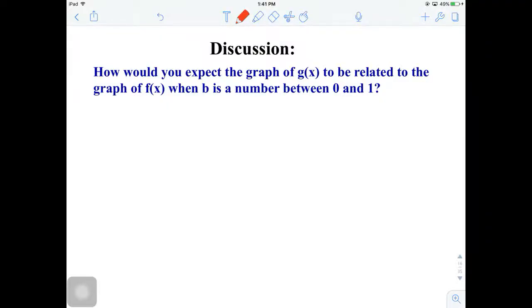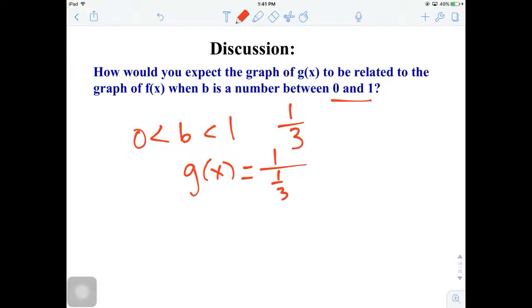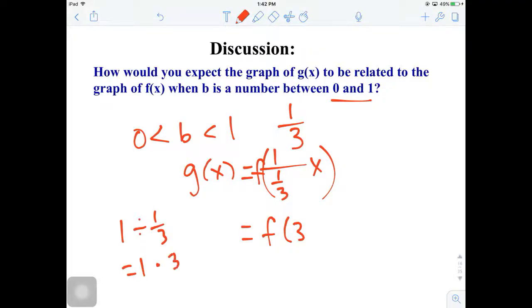How would you expect the graph of g of x to be related to the graph when b is a number between 0 and 1? So in other words, when we have b between 0 and 1, which means a fraction, for example, 1/3, what would that look like? Then g of x is going to look like f of 1 over 1/3 times x, right? So that's going to be f of, believe it or not, 1 divided by 1/3, which is actually 3, because it's 1 divided by 1/3, which means 1 times 3 over 1. That's how you get 3.